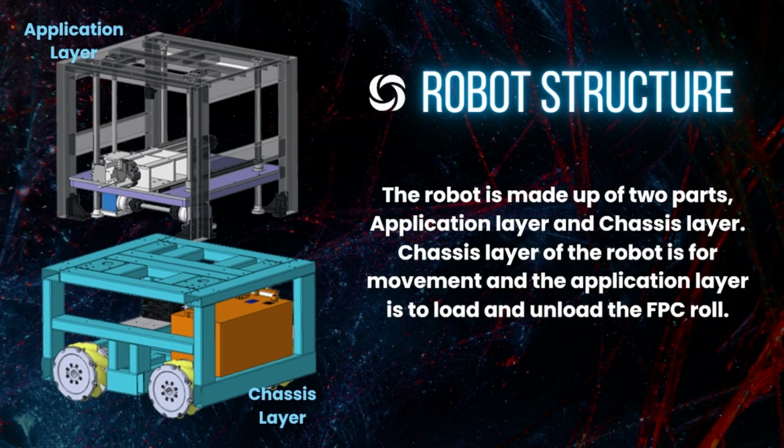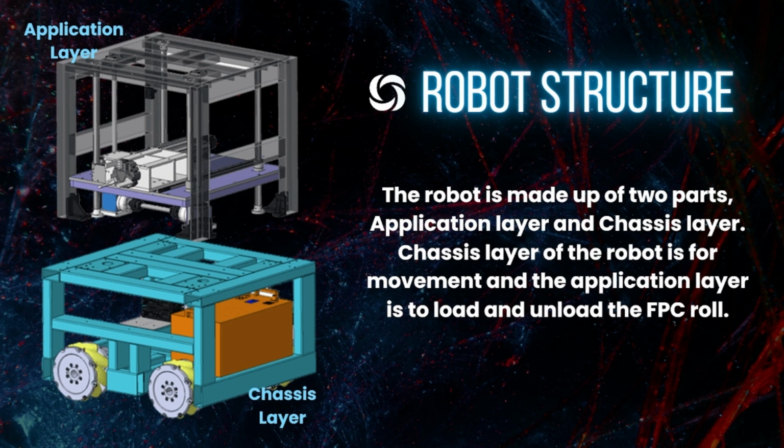So we're going to talk roughly about the robot structure. We divided the robot into two parts. The lower one is the chassis layer and the upper one is the application layer. The chassis layer needs to be stronger because it carries a lot of the load of the application layer. But in our project, we're not going to do anything about the chassis layer. So we're going to change some parts in the application layer.